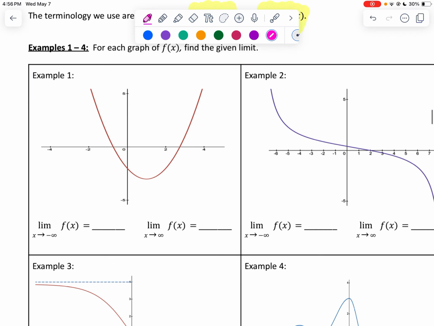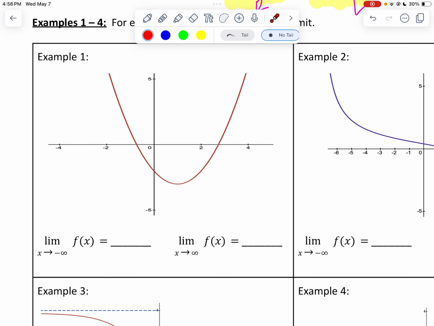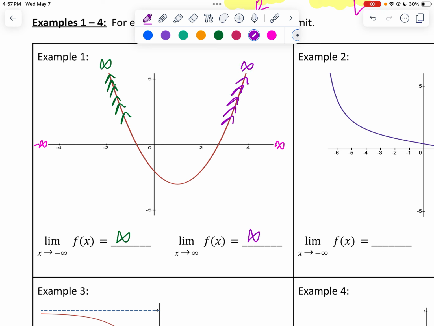Okay, so for example 1, if I'm looking at x approaching negative infinity of my function, this means as my graph is approaching towards negative infinity, I'm looking to see where my function is going. My function is going up and up and up, so the limit is going to be positive infinity. As I am approaching x towards infinity, I'm going to keep looking up and up and up. So it's also going to be approaching positive infinity from the right.